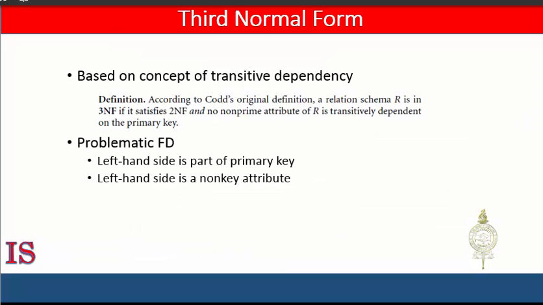Third normal form is based on the concept of transitive dependency. A functional dependency X determines Y in a relation schema is a transitive dependency if there exists a set of attributes Z in the relation that is neither a candidate key nor a subset of any key of the relation, and both X determines Z and Z determines Y hold.